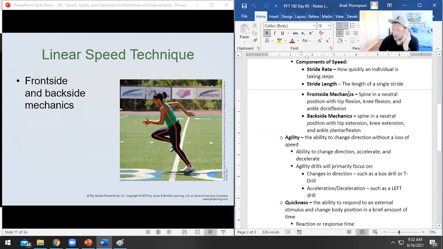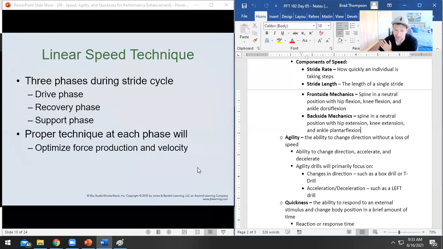Here's the thing. You want to have these memorized for this class. I don't think they ask you about these in the regular test, but I know I've got a homework question about this, but I don't think you're going to see this on the regular exam. So neutral spine and hip flexion, knee flexion, dorsiflexion for the front side mechanics; hip extension, knee extension, ankle plantar flexion for your backside mechanics. And then obviously each leg needs to be good at all of those movements.